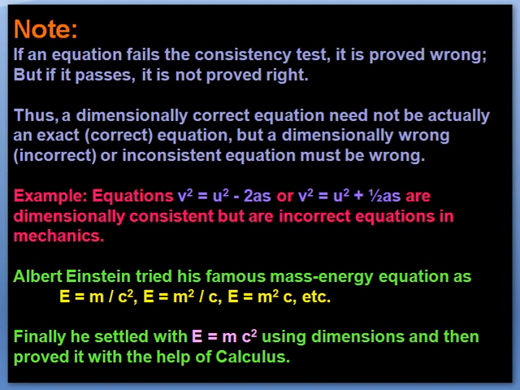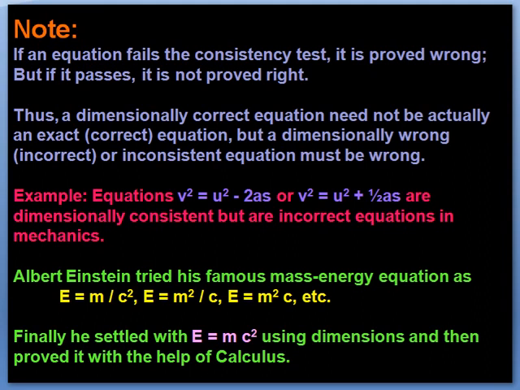Now see, note, if an equation fails the consistency test, it is proved wrong, but if it passes, it is not proved right. Thus, a dimensionally correct equation need not be actually an exact equation, but a dimensionally wrong, incorrect, or inconsistent equation must be wrong. For example, the equations v square equals u square minus 2as or v square equals u square plus half as are dimensionally consistent but are incorrect equations in mechanics. So this is one of the limitations, you may say.